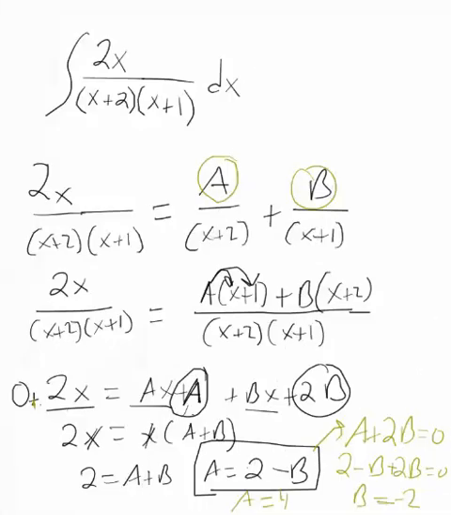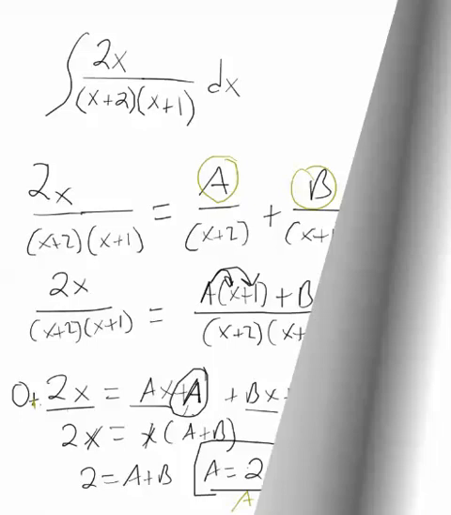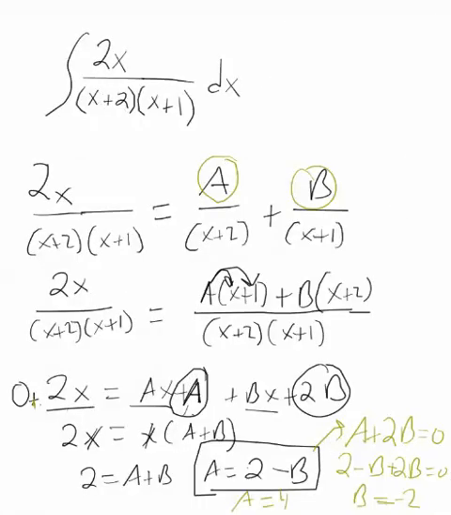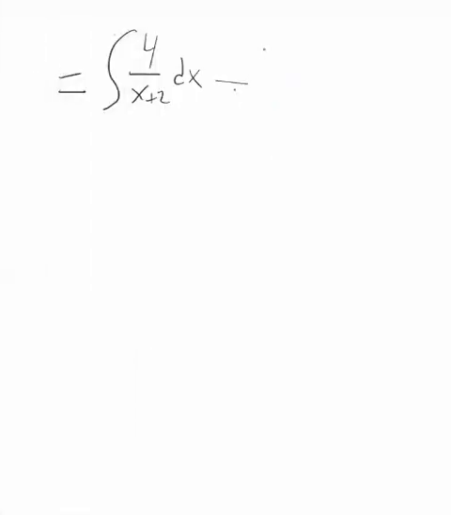Okay. So what did we have? We had a over x plus 2, and a was 4. So 4 over x plus 2. So that integral is the equivalent of 4 over x plus 2 dx. So this integral is equal to 4 over x plus 2 plus b. B is negative 2, so really it's minus 2 over x plus 1. So minus 2, the integral of 2 over x plus 1 dx.